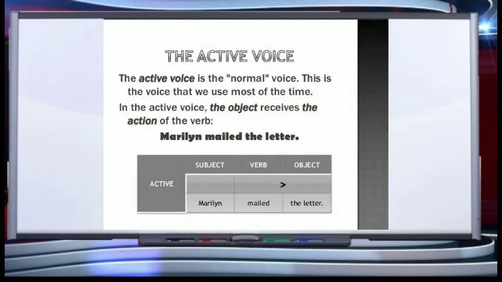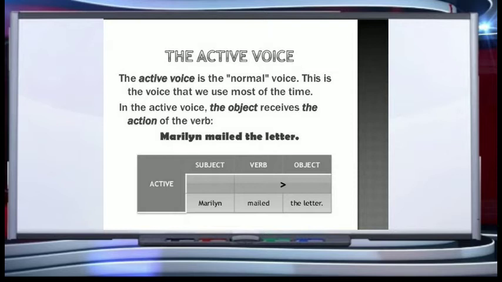Now, when is the verb said to be in the active voice? The active voice, children, is the normal voice. This is the voice that we use most of the time in normal speech. In the active voice, children, observe that the object receives the action of the verb. For example, look at the sentence over here. Marlon mailed the letter.